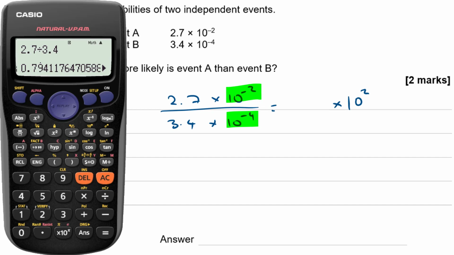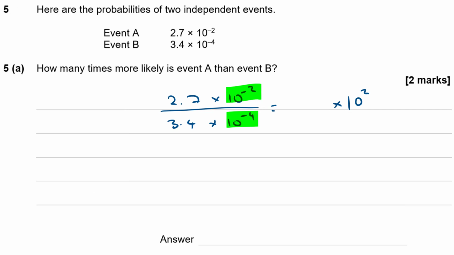It doesn't ask me to give it to a particular degree of accuracy, so I think I'm going to stick with the 2 significant figures that both event A and event B are given to. So I'm going to write that as 0.79 times 10 to the 2.